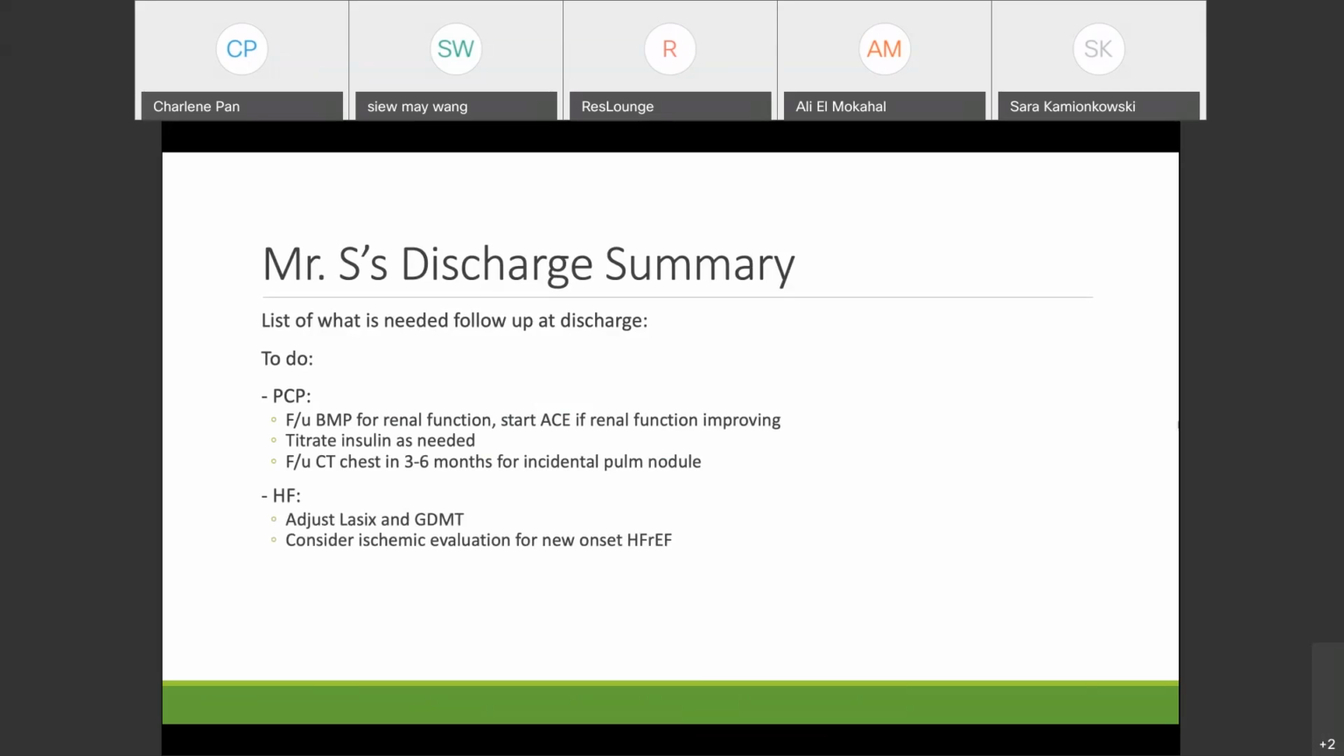For heart failure, they need to adjust all of his medication, not just the Lasix, for the guideline-directed medical therapy, and consider an ischemic evaluation for the new onset HFrEF. Okay.